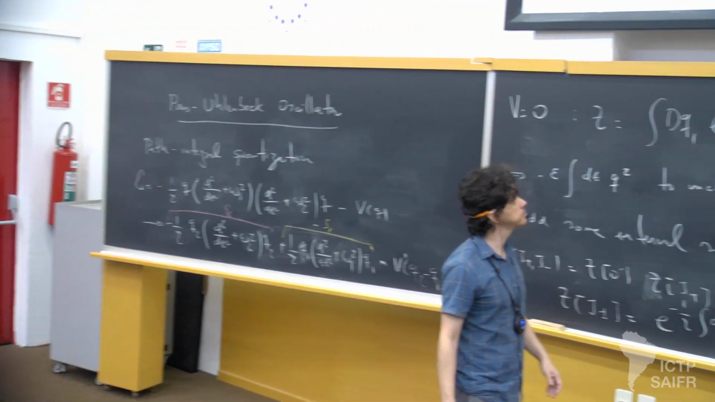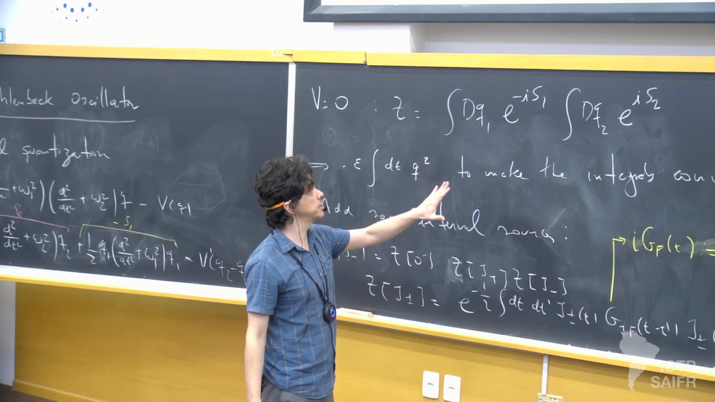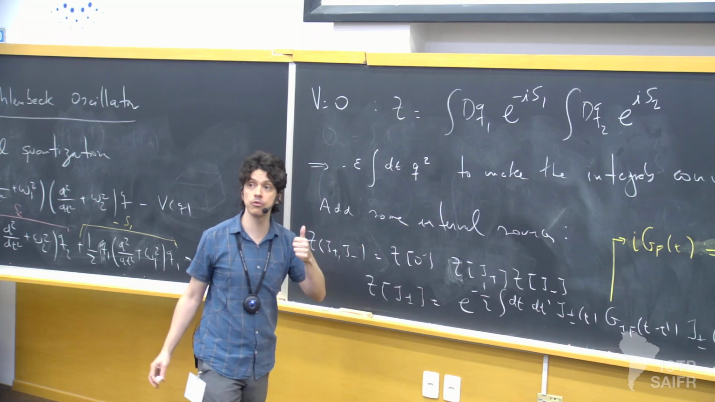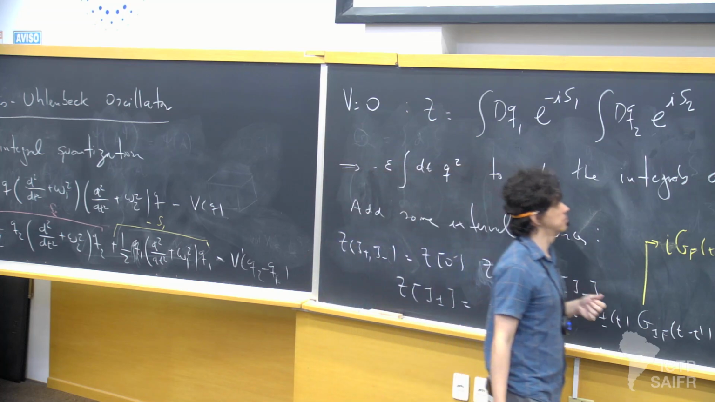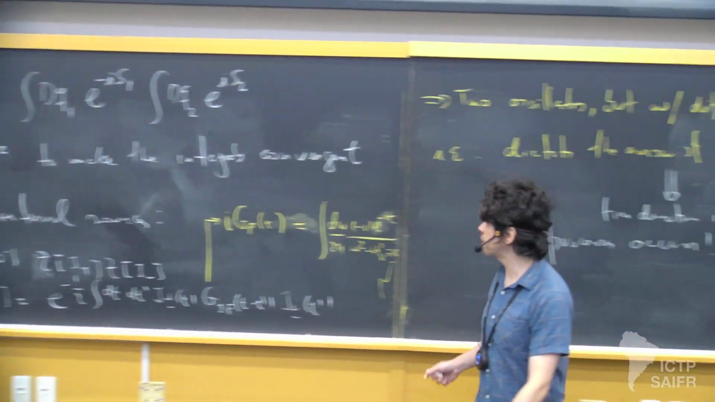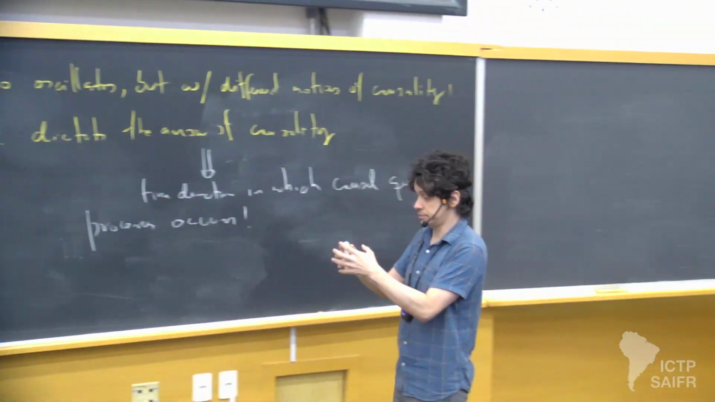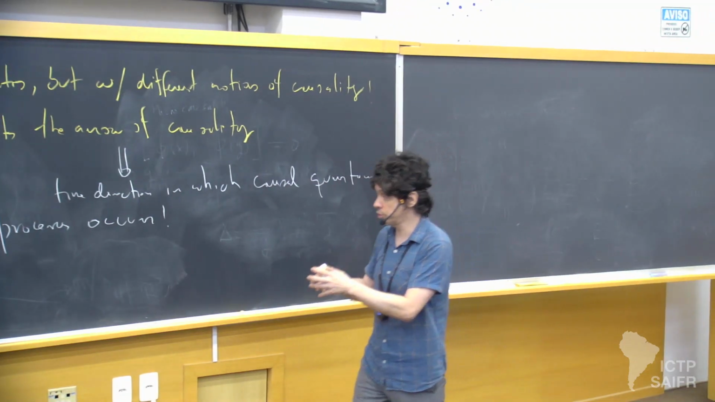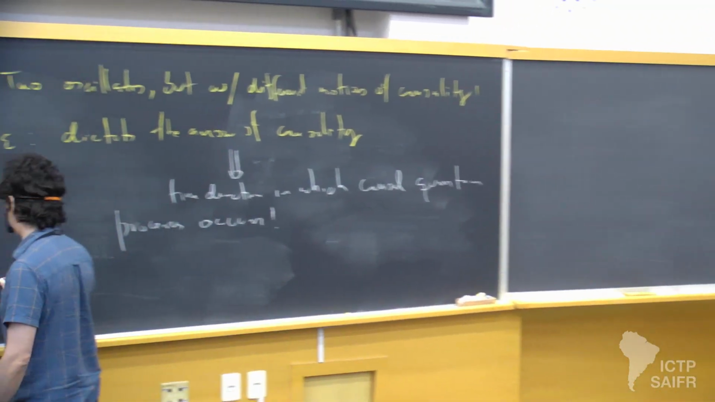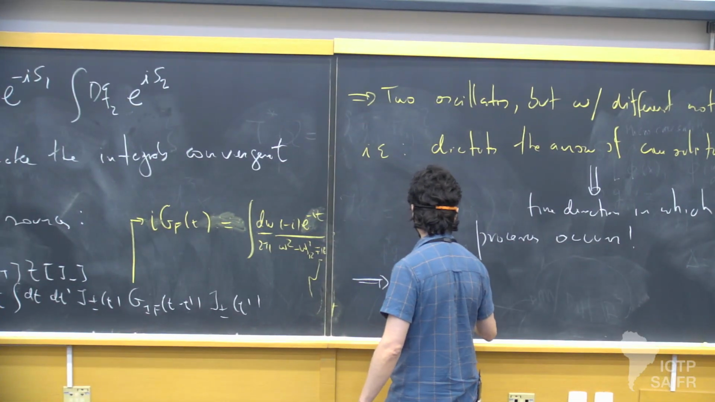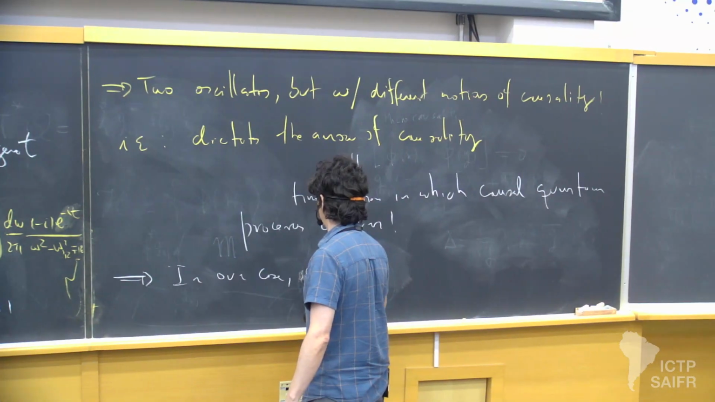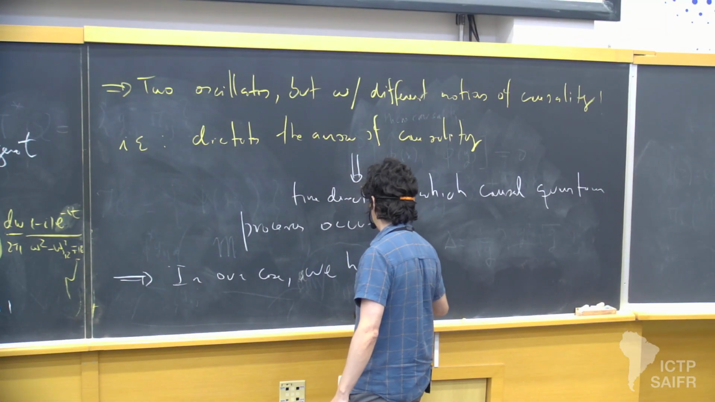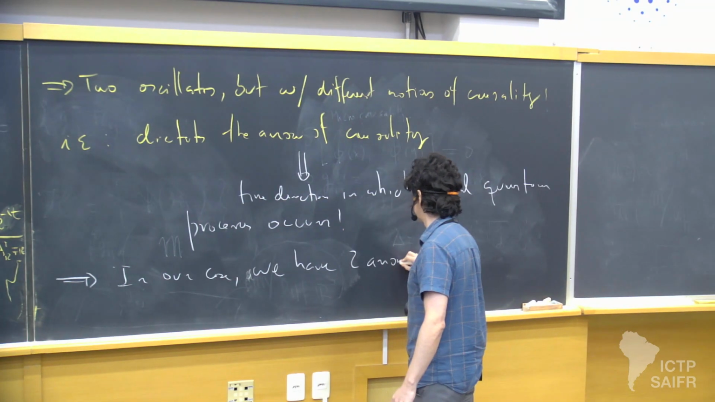But then, taken in isolation, you have a very good notion of what is causality. But in our case, we are seeing that both things are happening together. So we have two arrows of causality in our model.